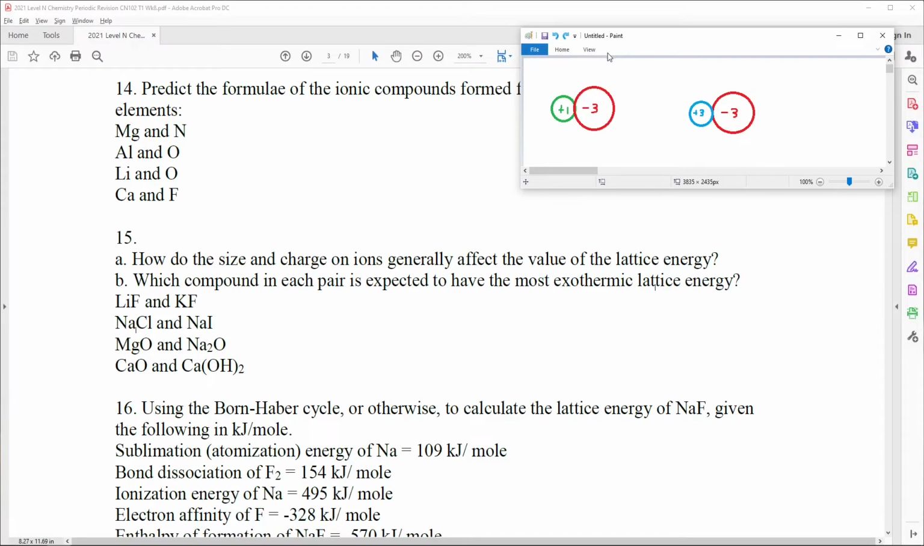So number 15a. How do the size and charge on ions generally affect the value of the lattice energy? Lattice energy by definition is the formation of one ionic solid from its gaseous ions. Because you're forming bonds, you're releasing energy. When you break bonds, you need energy, so you supply this energy. But here you're forming bonds, so again, you are releasing energy. Releasing energy means exothermic, so that's why you can compare the exothermic levels, one being higher than the other. So when you say most exothermic lattice energy, you're referring to the one with the highest lattice energy.